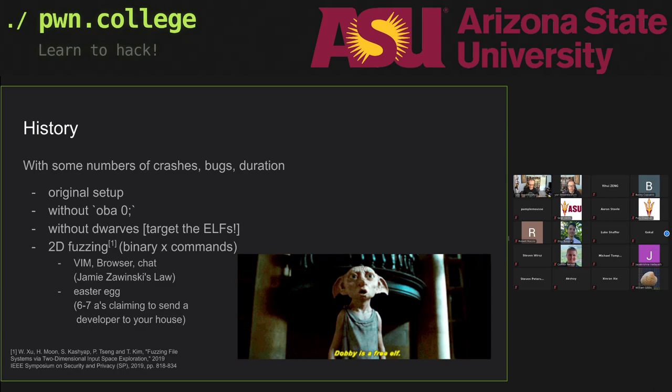Lastly, radare also had many features that would require user input, and that would cause issues while fuzzing. According to Jamie Zawinski's famous law, every program attempts to expand until it can read mail. Those programs which cannot expand are replaced by those who can. And radare has a lot of features beyond the disassembler. It has full Vim support, a browser, chat functionality, and all of these require user input. There's also a nice Easter egg in there where, while fuzzing, when we attempted to send a certain number of A's, it claimed to send a developer of radare directly to our home. Again, this waited for user input. So to avoid these user input hangs, we required a timeout in our harness, and this let us fuzz a lot more smoothly.